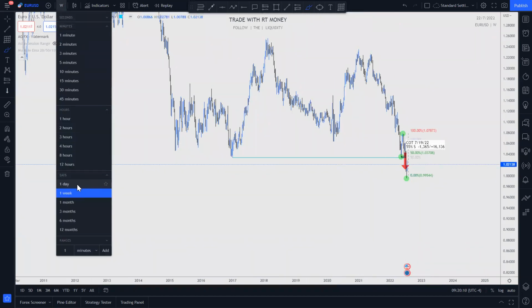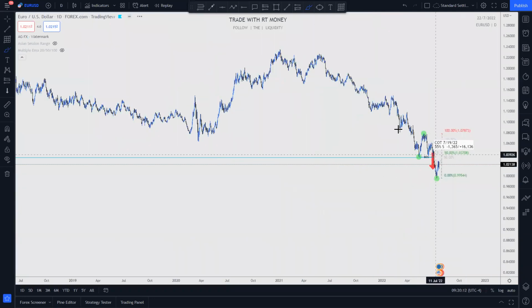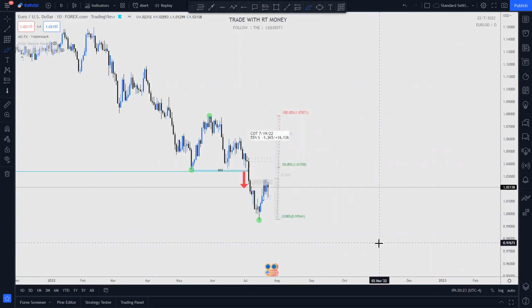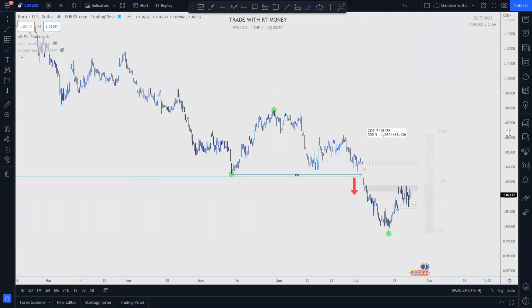We look at the daily. There is no mistake in this. This is not an uptrend on the daily. We're still bearish. Everybody understand that? Higher time frames are showing bearishness. Now let's go to our 4-hour where we make our money.